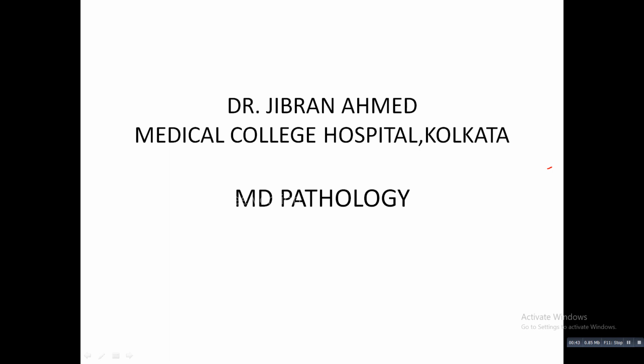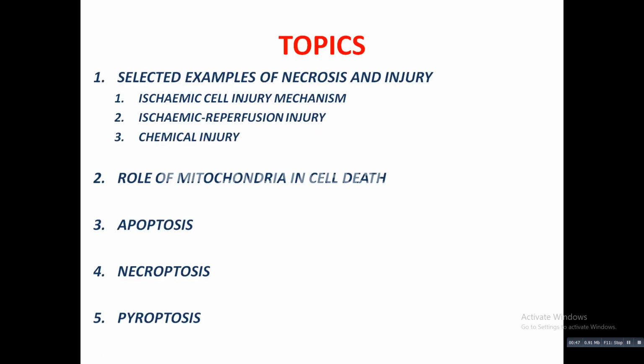So let us see what are today's topics. Topics for today are that we will read about selected examples of necrosis and injury, including ischemic cell injury mechanism, ischemic reperfusion injury, chemical injury. We will read about the role of mitochondria in cell death, apoptosis in detail, necroptosis, as well as pyroptosis.